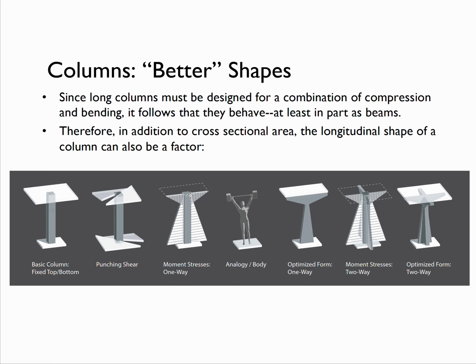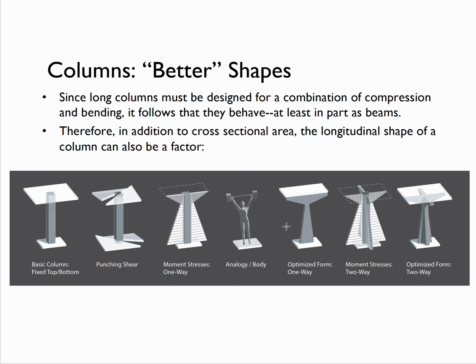The other thing we know about how columns are going to behave is that there are moment stresses, especially if these are fixed on the top and bottom. There's a high moment stress down here, there's a high moment stress down here. Just like with beams when they have a moment fixed connection, we can spread that out. The analogy then being with a body of legs that are spread and arms that are spread. In other words, if it's fixed on the top and bottom, and these are moment connections, we could actually have an optimized form in which it's wider on the bottom where there's a moment force, it's wider on the top where we both have punching shear and a moment force, and it narrows where we don't have those moment stresses.